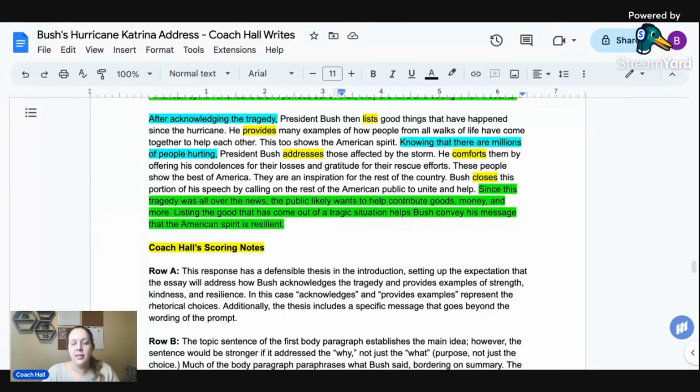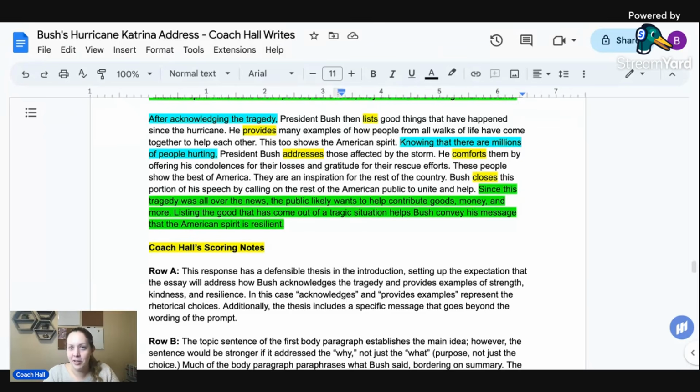So let's look at the second body paragraph because if this paragraph is really strong, it's possible that it could elevate the score. So I like the topic sentence. I like the beginning where it says, after acknowledging the tragedy, because that's creating some linking language. So we're referencing main idea one there, and then we're leading into main idea two, which is that he lists good things that have happened since the hurricane. Now, here's my teacher pet peeve. I do not like the word good, and I do not like the word things because I think we could use better word choice there.